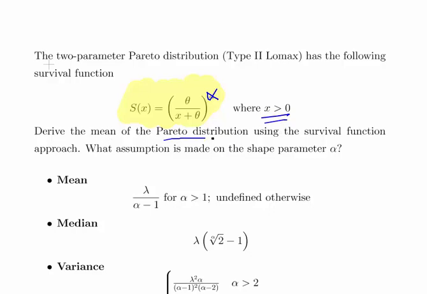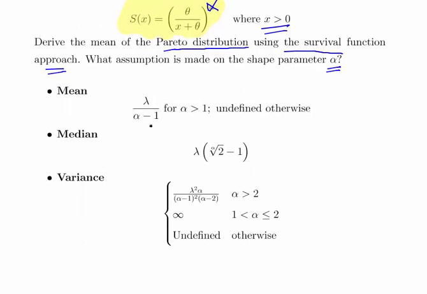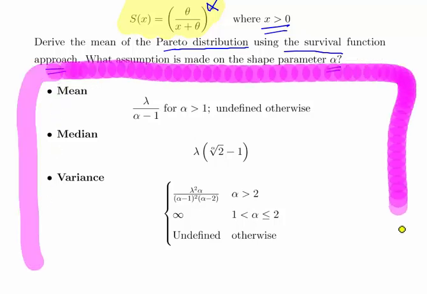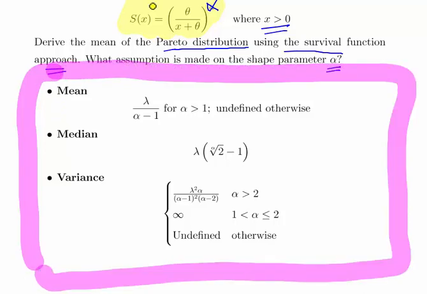Derive the mean of the Pareto distribution, type 2, using the survival function approach. Okay, what assumption is made on the shape parameter alpha? So this is the mean. This is just notes I have, so it just gives us a bearing. This is the type of knowledge we would need, and in particular this part here.